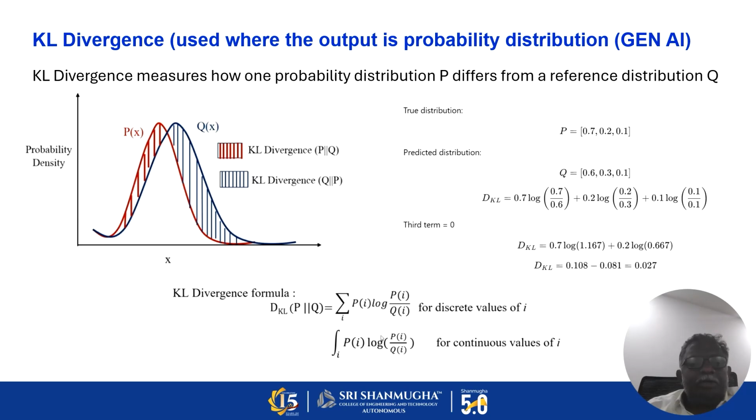Okay, if you look at the probability distribution function for these two categories, the red one is basically the KL divergence between P and Q, and the blue one is basically the KL divergence between Q and P. Okay, so for discrete values of i, we can use the summation sign over here, and this is the KL divergence loss function. And for continuous values, we can use the integral sign over here. Okay, so based on that, we are able to calculate the loss function.